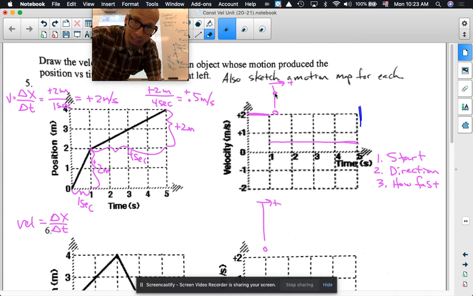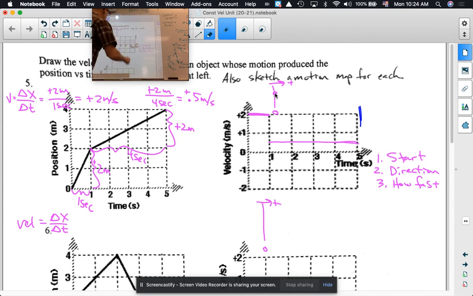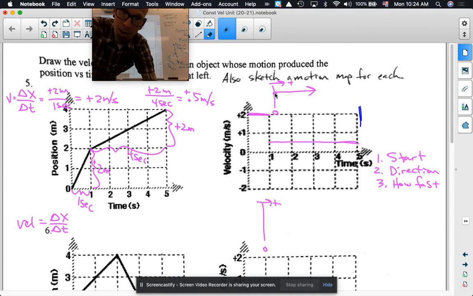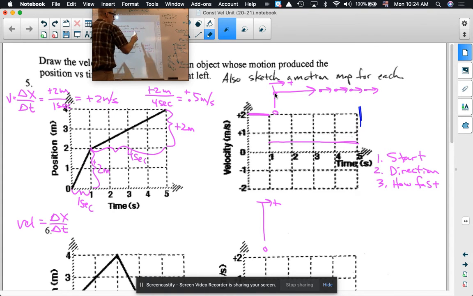That's faster at the beginning than it was later. So my first arrow is probably going to be pretty long. And that happened for 1 second. Then what happened? It was slower for 4 seconds. So I would draw 4 more arrows that are short. Why short? Because it's only a half a meter per second.